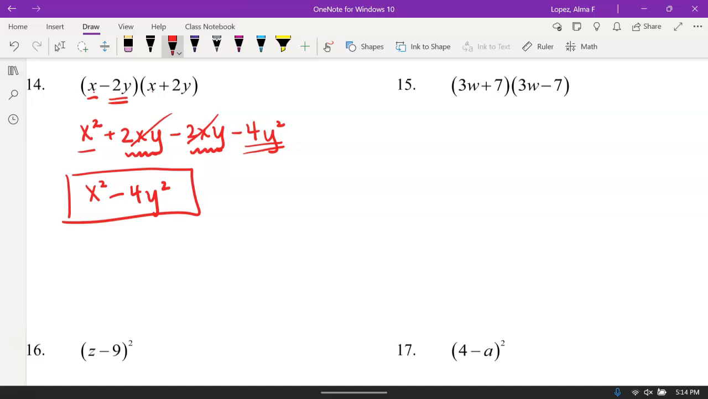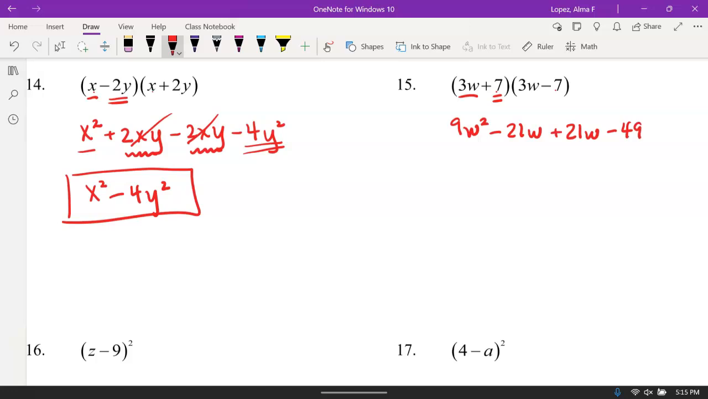Let's do number 15, and then we may stop there and pick up where we left off in the next video. Starting with number 15, again, binomial multiplied onto a binomial. So all that means is distribute everything in the first parentheses onto the second parentheses. 3w times 3w is 9w squared. 3w times negative 7, negative 21w. When I finish with that term, I'm going to scoot over and now distribute the 7 onto the second parentheses. 7 times 3w is positive 21w, and 7 times negative 7 is minus 49.